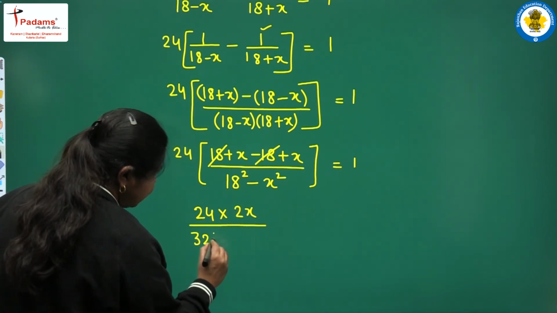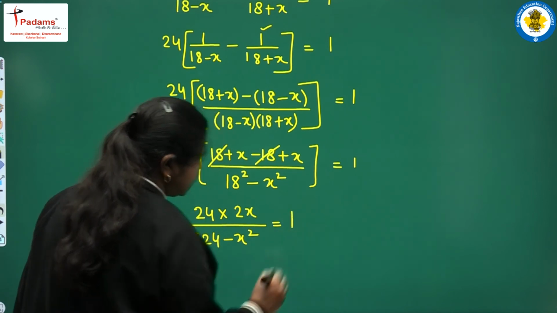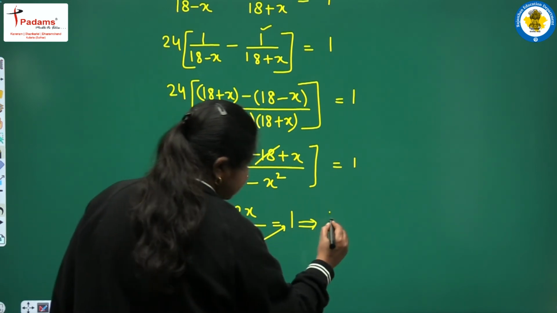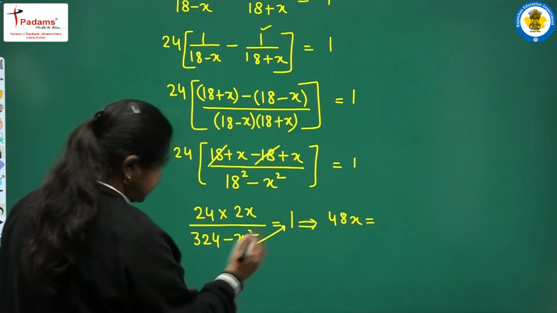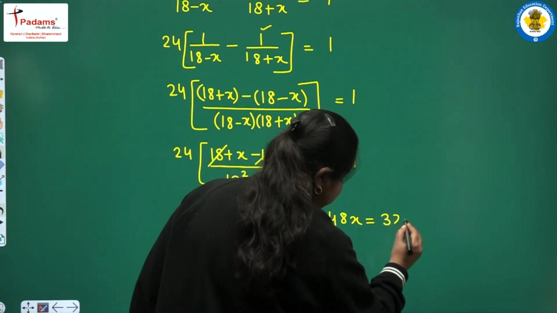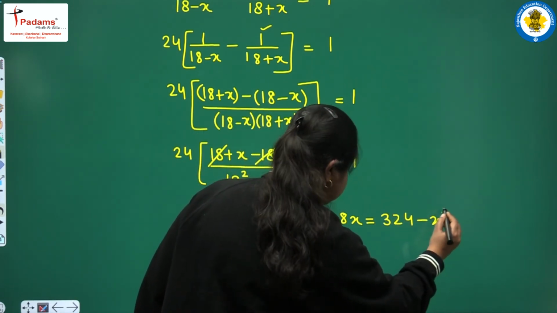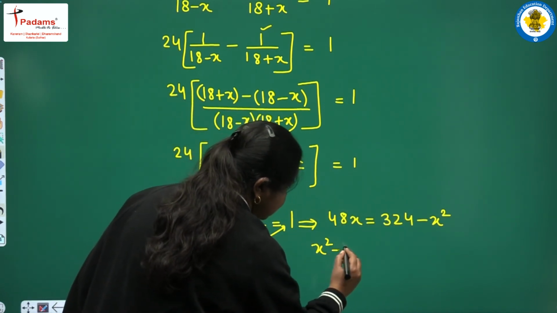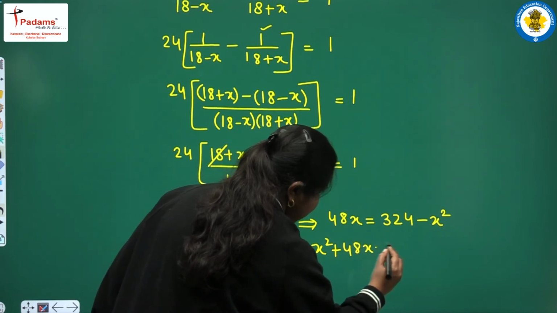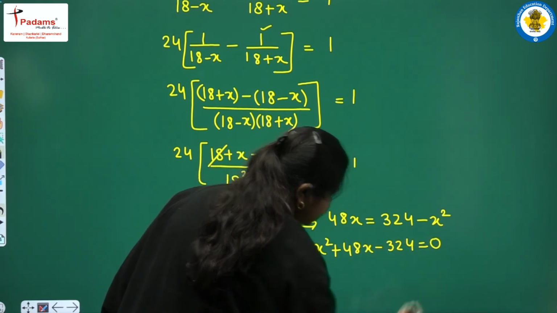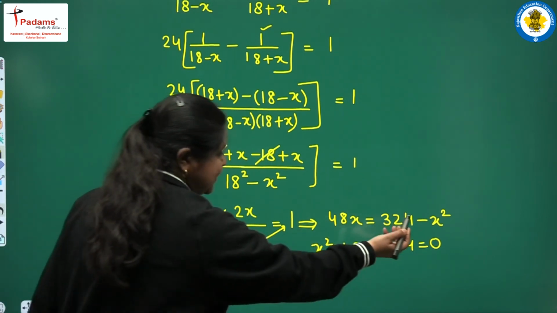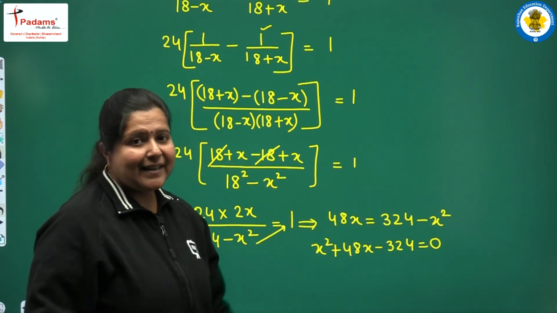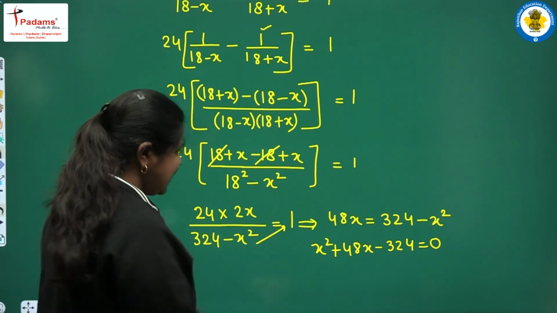square is 324 minus x square equals 1. Take this to the RHS, from this we get 24 into 2, which is 48x equal to, multiply here, 324 into 1 will be 324 and minus x square. Bring these two terms to the LHS. So this becomes plus x square plus 48x minus 324 equals 0. Okay, these two terms we brought to the LHS, so minus became plus and plus became minus. Clear? Now this is a quadratic equation.